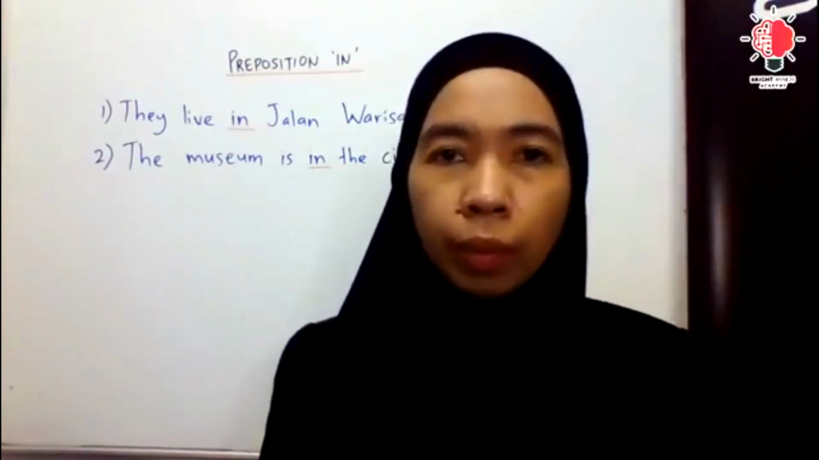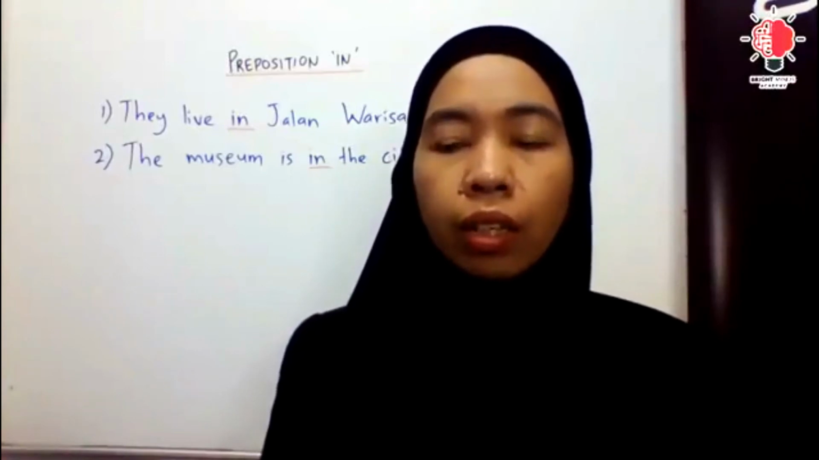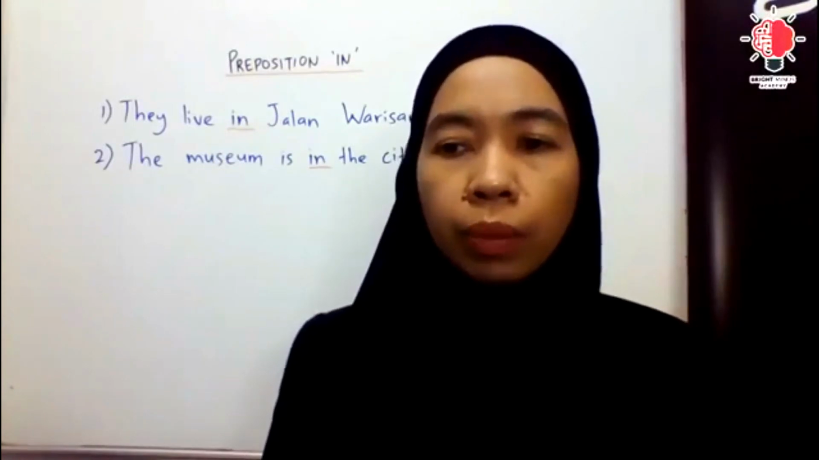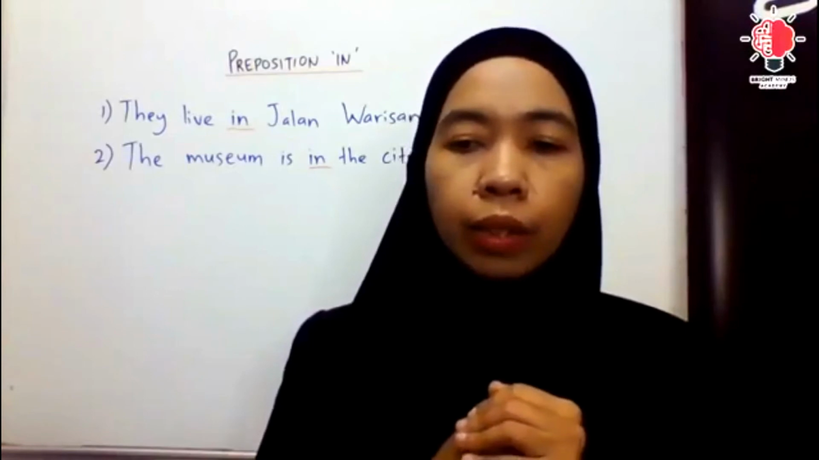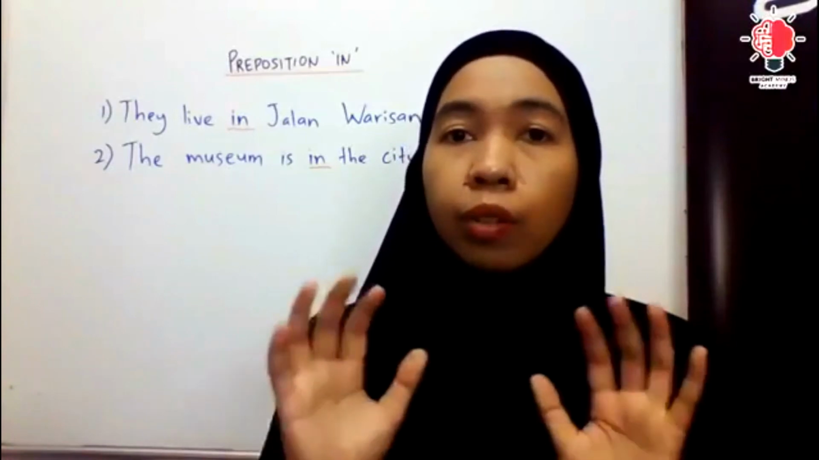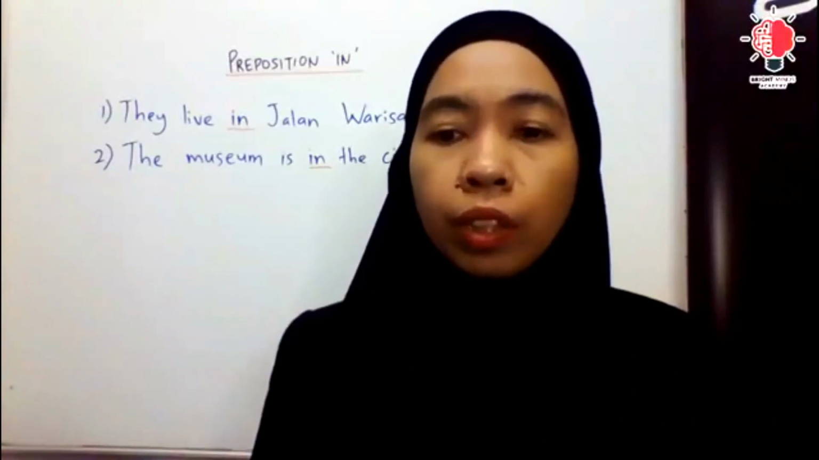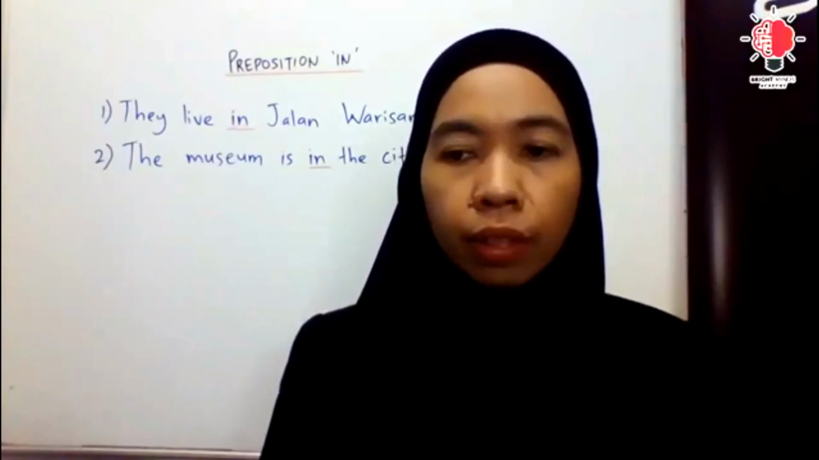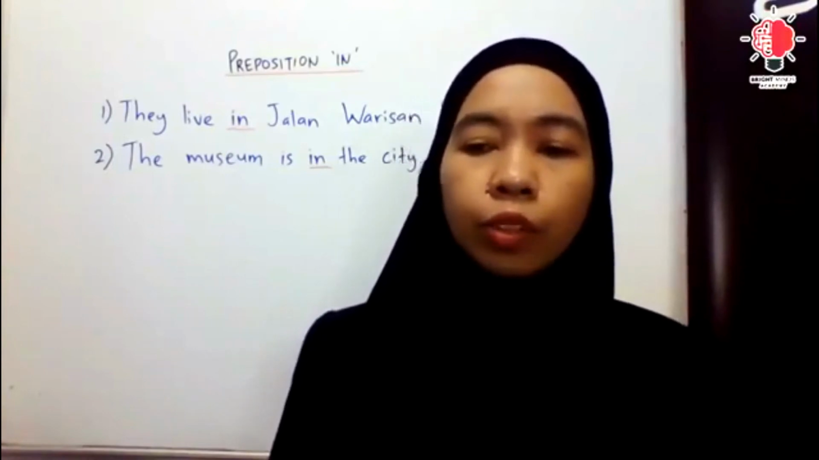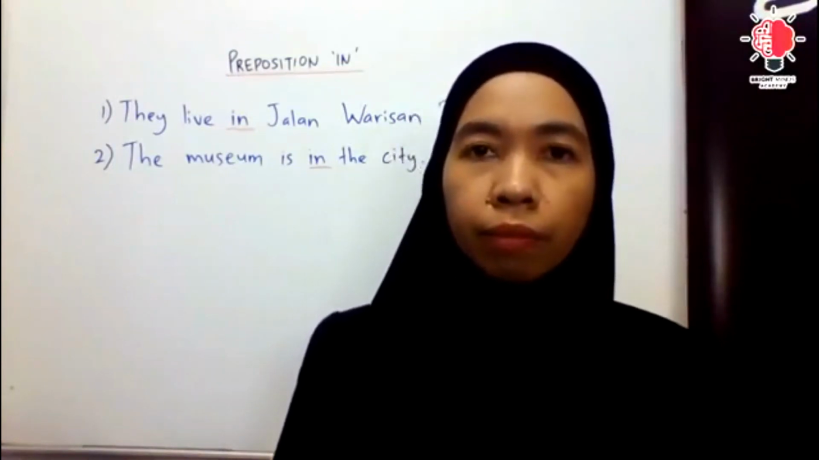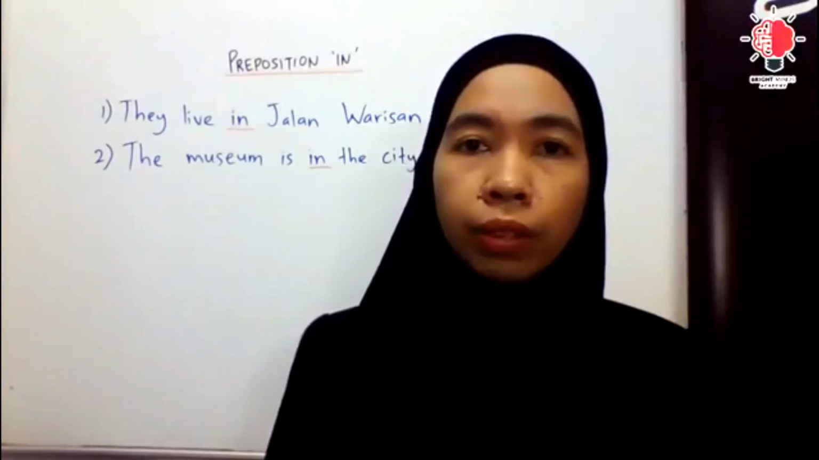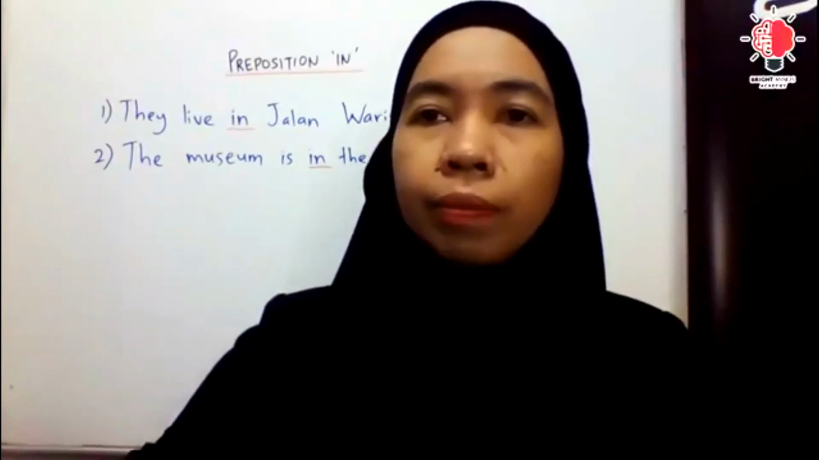Okay. Sometimes we can also use in when we talk about a group of people. For example, let's say she works in the finance team. So team means a group of people. So she works in the team. Okay. So another example, he got selected to play in the national team. In the national team. So a team is a group of people. Right? Okay.